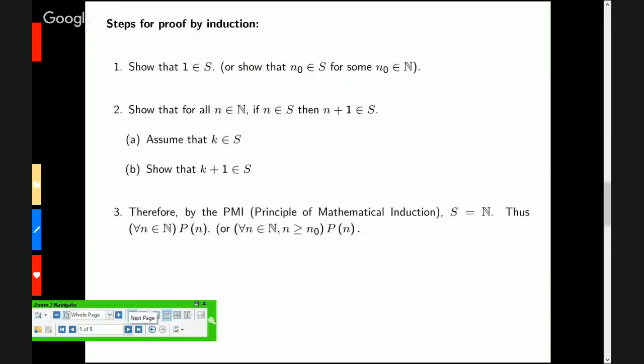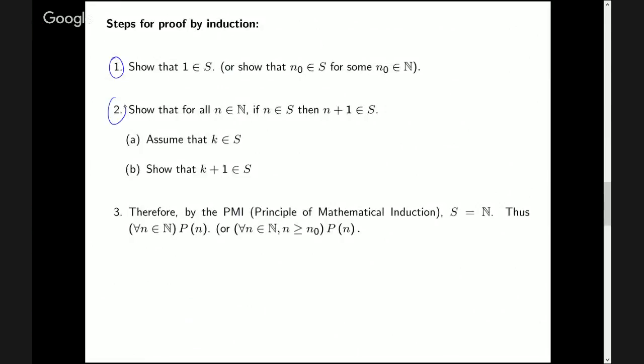Steps for the proof by induction. There are 3 steps that you're going to be doing. The first one is to show that 1 is in S, or that you have a starting spot. It doesn't have to be 1. It just has to be some starting spot. Usually it's 1, but it doesn't have to be 1 only.